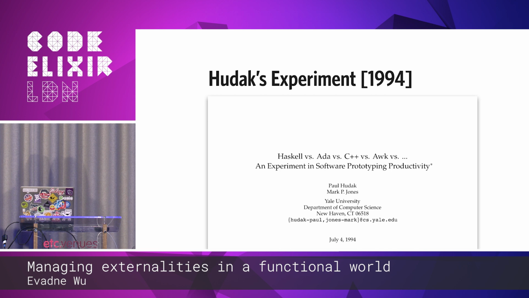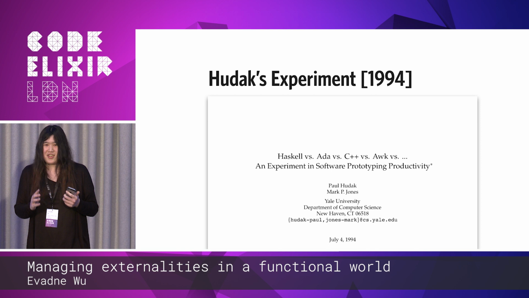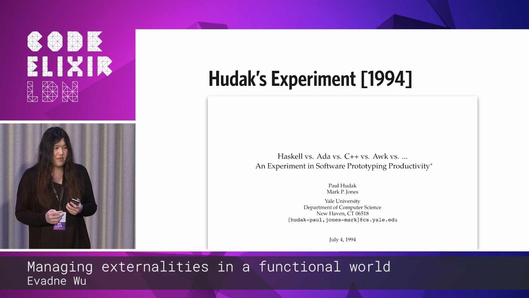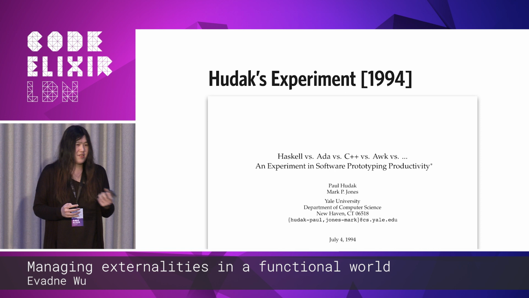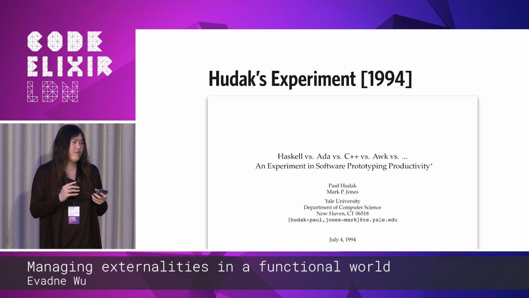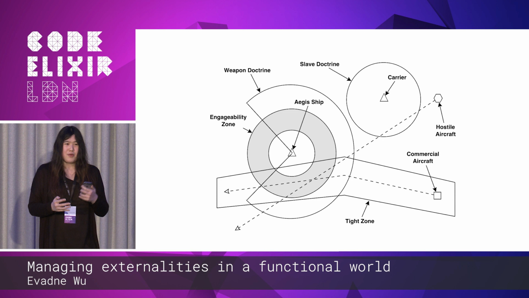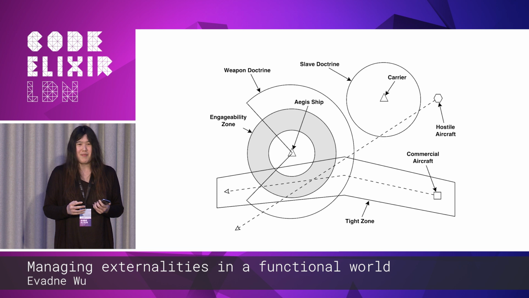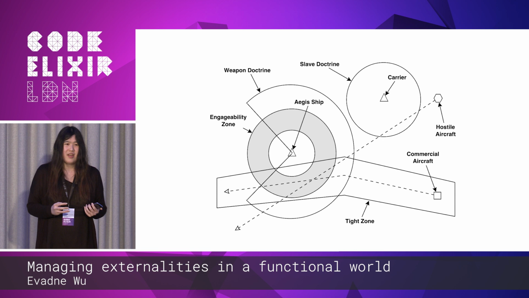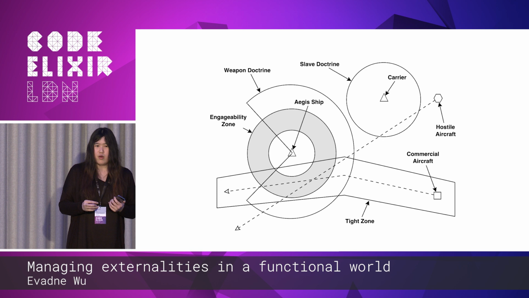This is an experiment conducted by the U.S. military on the programmer productivity of several different programming languages. So as you can see, it's a little bit all over the place with C++ and Erlang, awk and Haskell. I'm just going to go over it very briefly because you probably already know the content of the paper. It's about a hypothetical ill-defined problem where you have two ships, one's a master, one's a slave, and you have two aircraft, one's civilian, one is potentially hostile, and the ships are stationary, the aircraft are moving, and over time you want to print when the aircraft enter certain doctrines and when they leave.